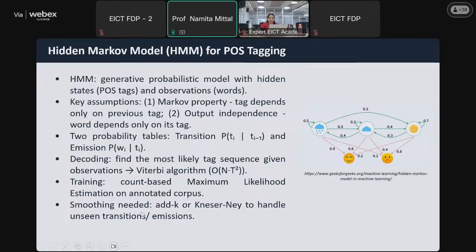There are two types of smoothing in use. One is add-k, where we add something in the denominator and numerator of the formula. And second is Kneser-Ney, to handle unseen transitions and emissions. What is this unseen? Something never happened with this type of part-of-speech tag or class, then how do we handle it? Because it will make everything 0.